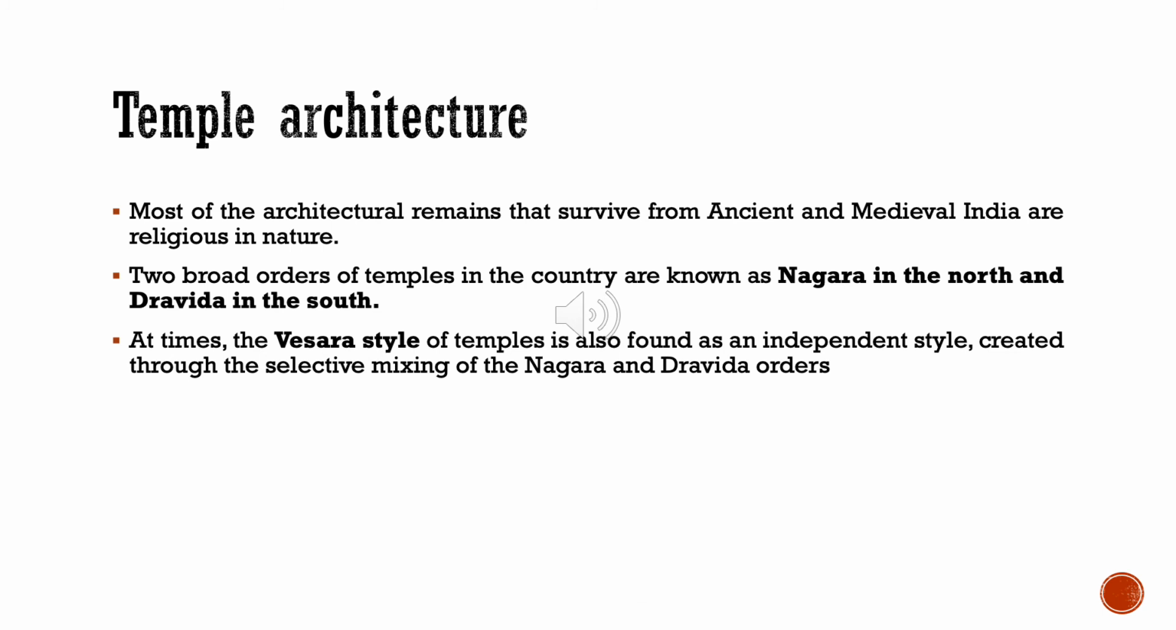Here, coming to the temple architecture. Most of the architectural remains that survive from ancient and medieval India are religious in nature. Two broad categories of temples in the country are known as Nagara in North India and Dravida in the South. At times, the Vesara style of temples is also found as an independent style created through the selective mixing of Nagara and Dravidian orders.